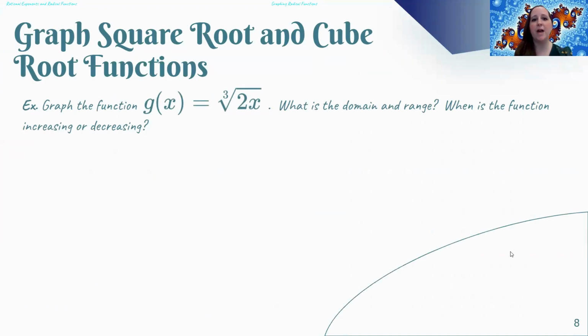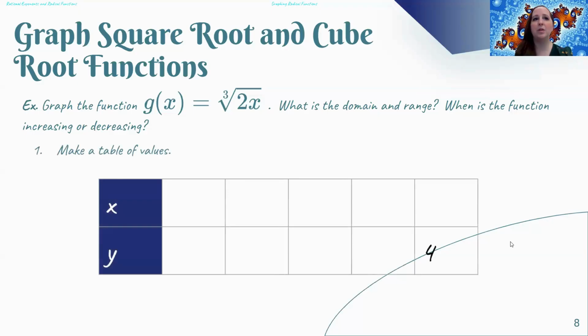Next, I want to graph the function g of x equals the cube root of 2x. What is the domain and range, and when is the function increasing or decreasing? So unlike with square roots or fourth roots or any roots that are even, we can have a negative number in roots that are odd. So third root, fifth root, seventh root, things like that. You can have a negative number because odd numbers, when multiplied, can potentially give you that negative value. Because if I multiply negative 3 times negative 3 times negative 3, I would get a value of negative 27.